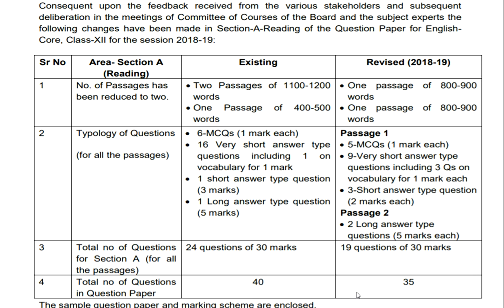CBSE has also attached one sample question paper and a marking scheme. I'll show you that soon.